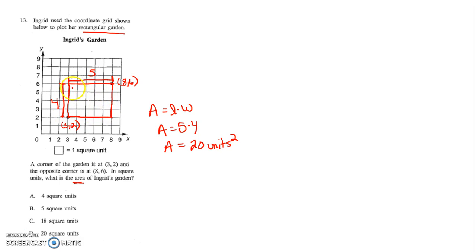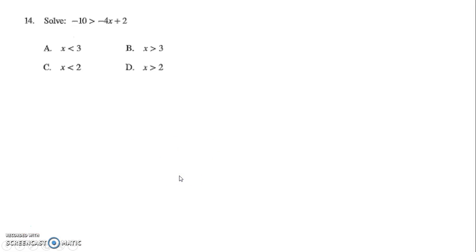So let's just check that there's really 20. 1, 2, 3, 4, 5, 6, 7, 8, 9, 10, 11, 12, 13, 14, 15, 16, 17, 18, 19, 20. Oh, yep, it'll take 20 squares to fill up that figure. So 20 square units is the correct answer. Hopefully that helped on that one. Let's move on. Let's check 14.